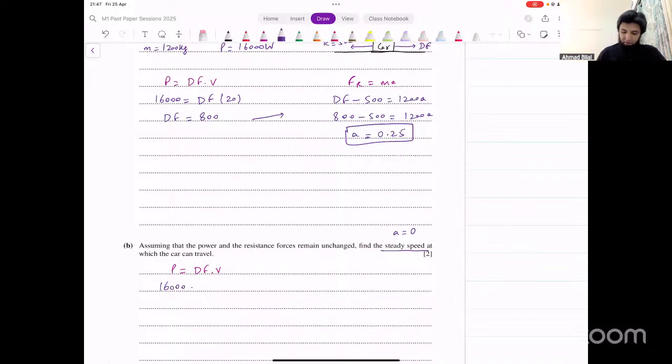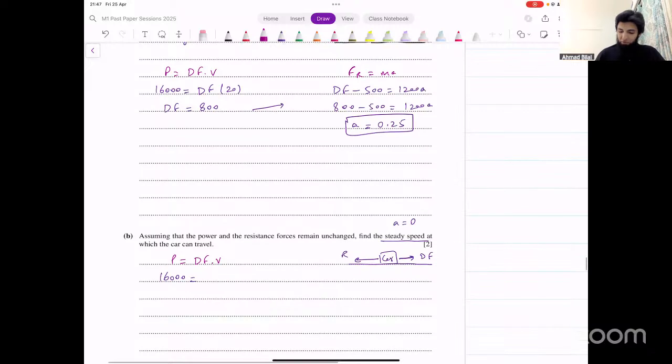Resistance is also constant. Now, driving force is not constant. They've not told us that. Let's consider the surface. We've got this car. There's a driving force acting on this car. There's a resistance acting in the backward direction. Apply Newton's second law of motion in this. Resultant force equals mass into acceleration.